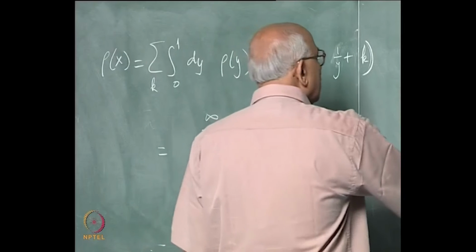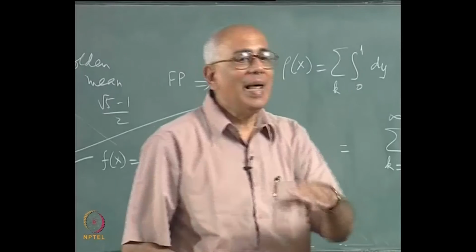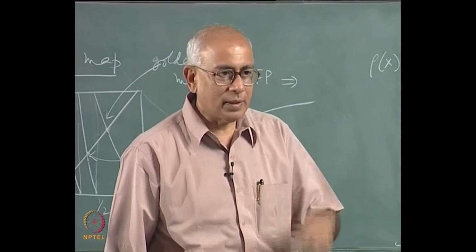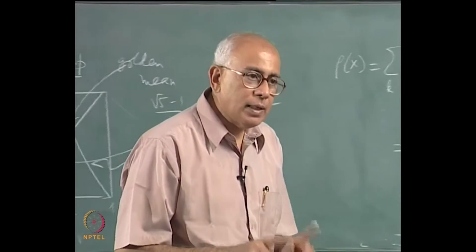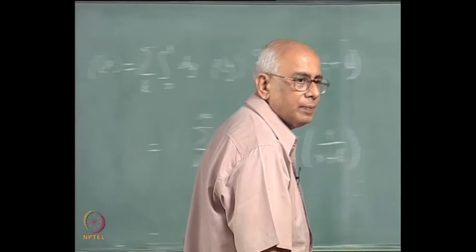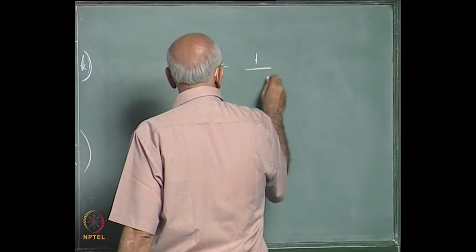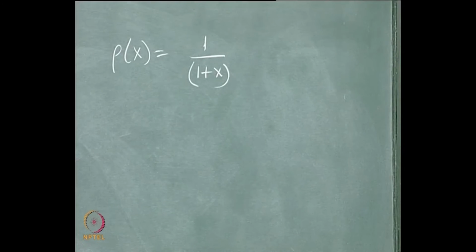So the solution that he had, I pointed out that he said the probability that the iterate after a long time is less than a certain number x is proportional to log 1 plus x. That is the cumulative probability. Therefore the probability density is the derivative of log 1 plus x, so it is 1 over 1 plus x. But you must normalize this to unity between 0 and 1.